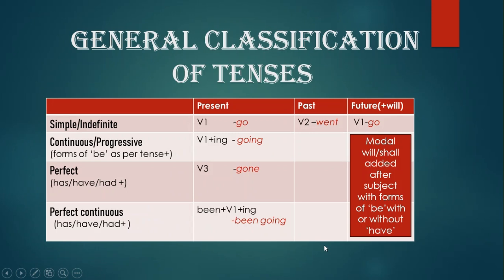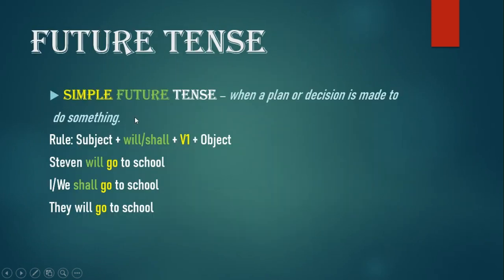The first classification, that is simple future tense. This tense is used for a plan or decision that is made to do something. So something you're planning for in future to be done, there we go with simple future tense. The rule goes like this: subject. The subject is the noun that is doing the action or around which the action revolves. So subject, will or shall, depending on the person of the subject, first, second or third, plus first form of verb plus object. So there's only one difference in future tense from the present tense, that is the addition of will or shall.